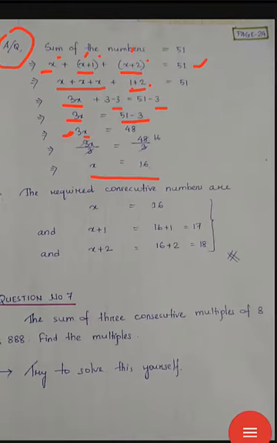So if we got a result for x, we can get the result for x plus 1 and x plus 2 also, because we have to find out the value of these 3 consecutive numbers. So out of this one value we already got. So x plus 1 will be 16 plus 1. In place of x we are putting the value 16. 16 plus 1 is equal to 17. And then x plus 2 will be 16 plus 2 is equal to 18. So these 3 are your answers.